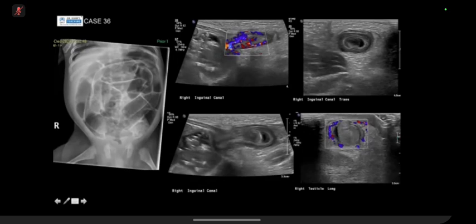So the patient went to theatre and had the hernia repaired, and then the testicle, once they had reduced the pressure from the hernia, was seen to be well perfused, so didn't need to have any intervention on the testicle.